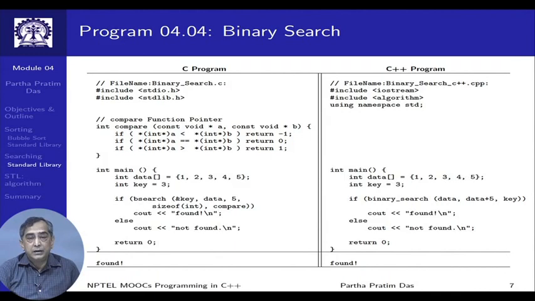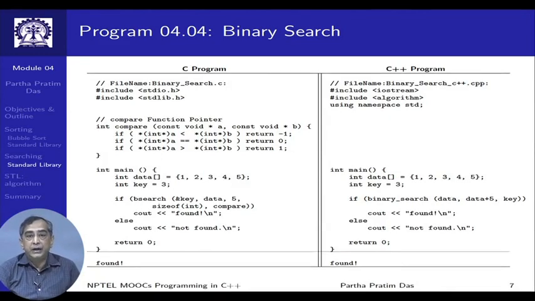Let us look at the C++ form for this. The binary_search function from the algorithm component takes the first parameter as the container, which is the data. The second parameter is the end of the range. This is pretty much like sort, as we have seen, and it takes the third parameter, which is the key.